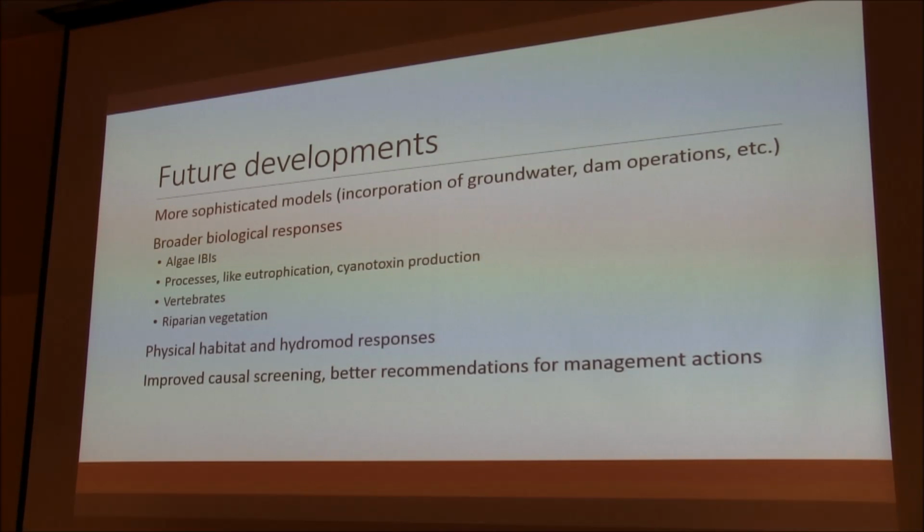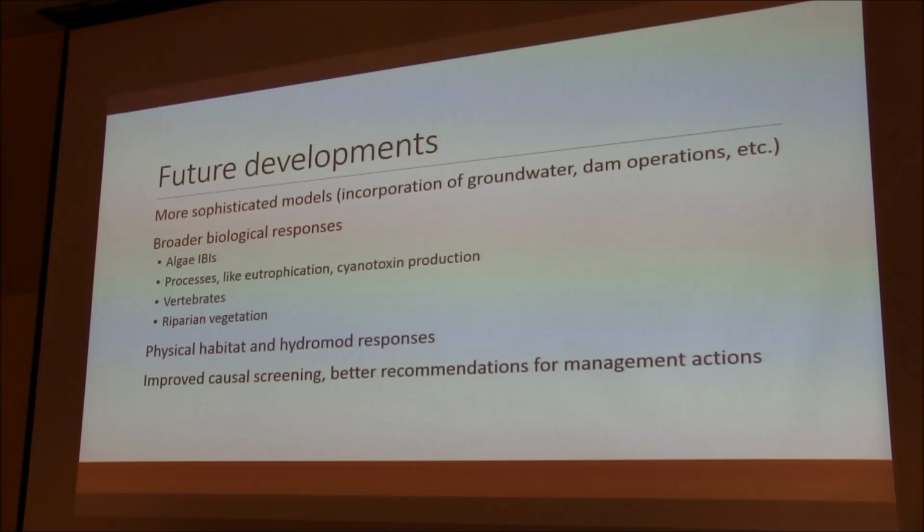What I'm presenting here are pretty simple models. These rainfall runoff models don't really incorporate activities of dams or groundwater, but they do provide a good foundation for exploring how you could set targets in order to protect biological integrity. Of course, it's important to look more broadly than just CSCI scores. So we would like to expand these to include riparian indicators, vertebrates, and algae indices once they're available, but also to focus on processes, like the relationship between flow alteration and eutrophication or cyanotoxin production.